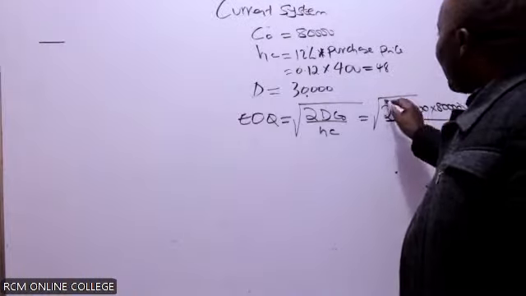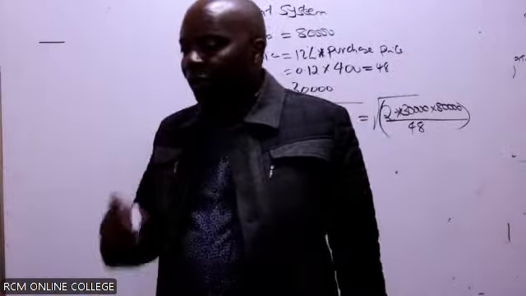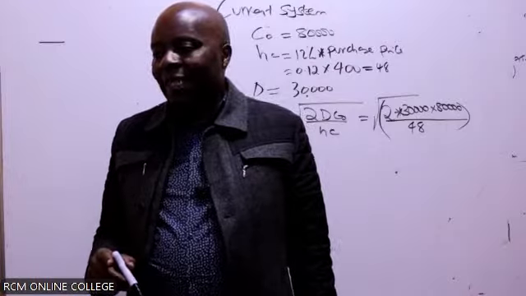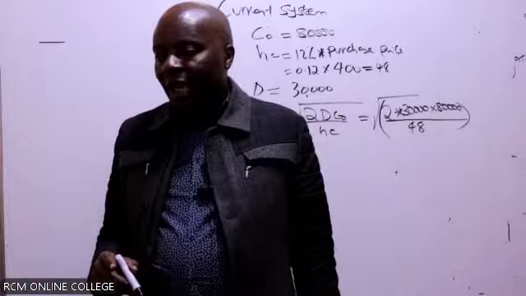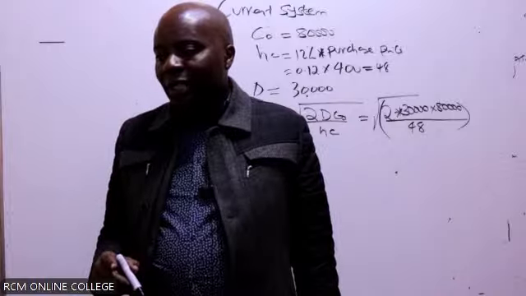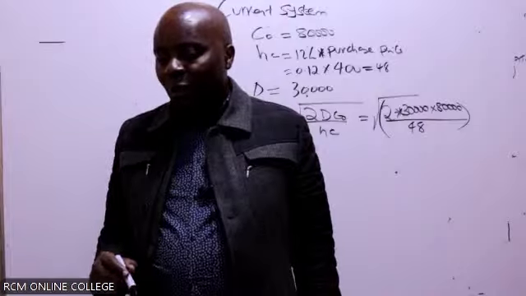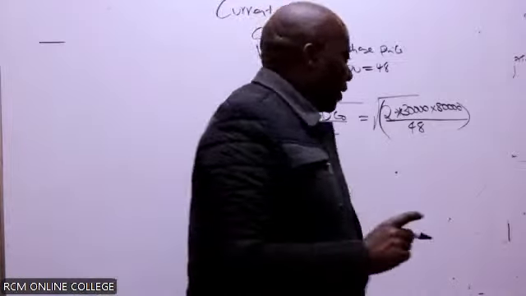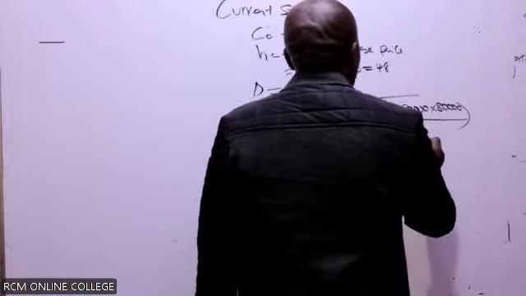And don't forget that first of all, we shall evaluate what we have in brackets. You say 2 times 30,000 times 80,000, then we divide by 48. Whatever answer we get, we find the square root. So they're telling me that these are 10,000 units.